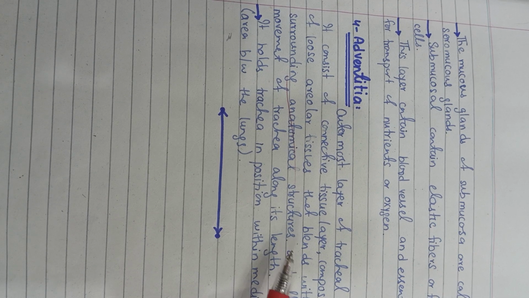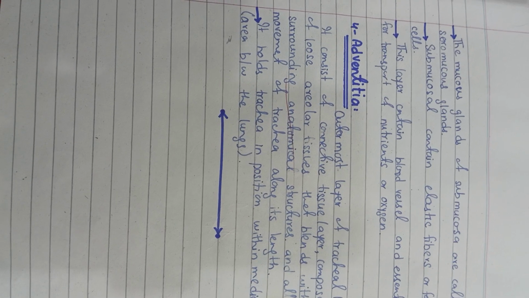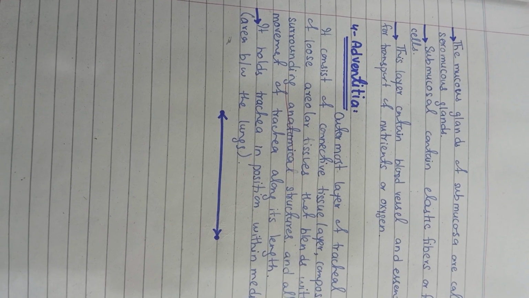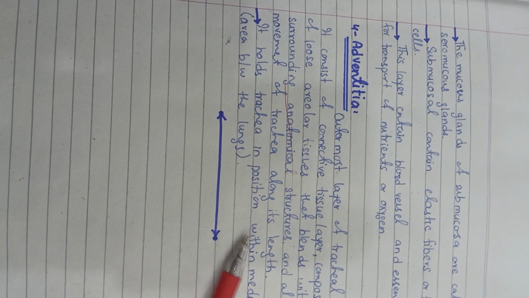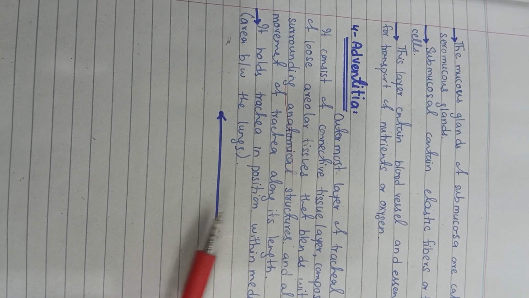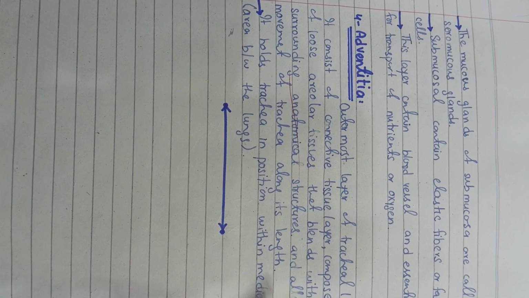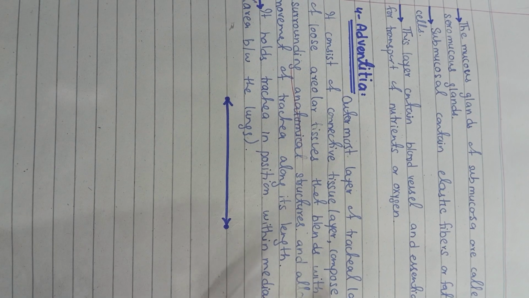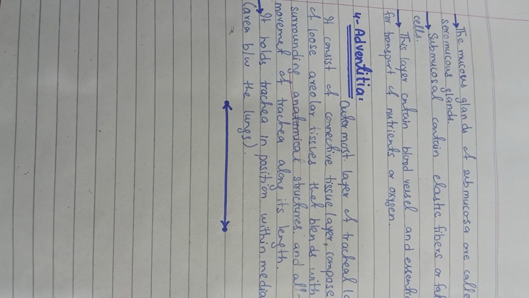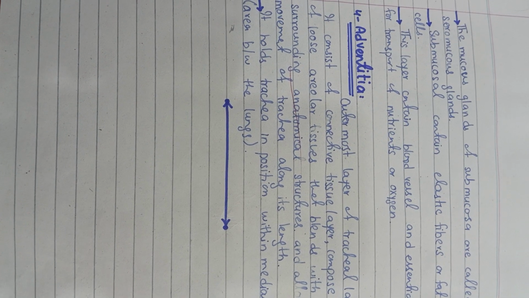So I have explained to you that the esophagus can bend here. Due to the presence of areolar tissue, they give flexibility and elasticity to the trachea to bend down, and it also holds the trachea in position within the mediastinum area between the lungs. The mediastinum is the area between the two lungs. So these are the four layers of the trachea. Now I will show you different pictures so that you can easily understand this concept.